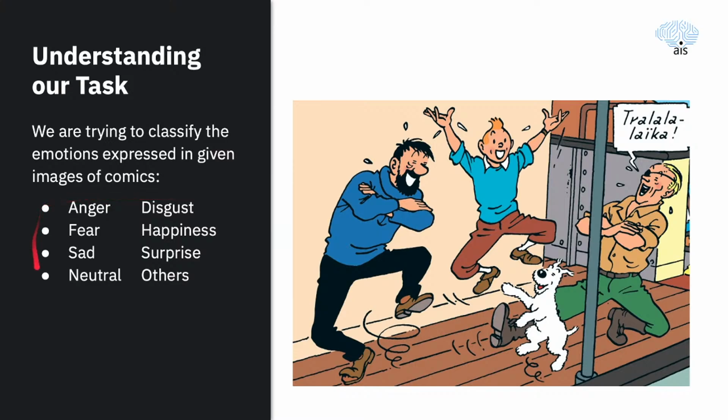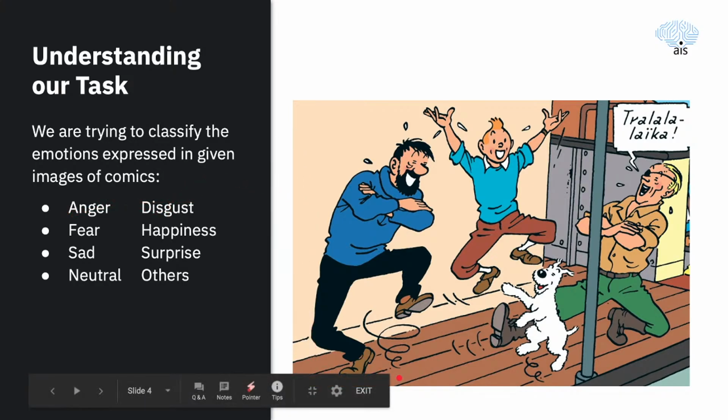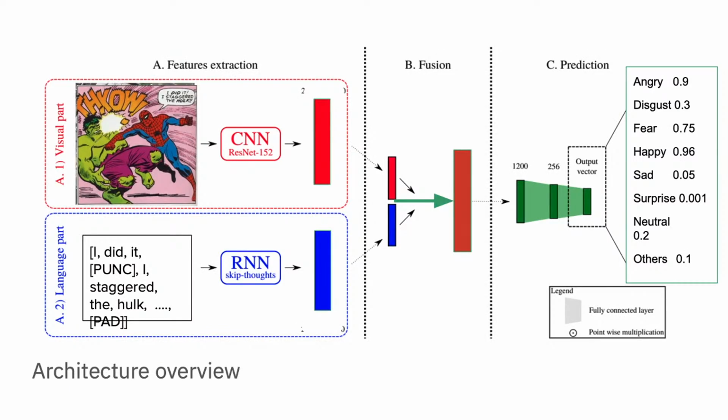Here you need to identify 8 emotions: anger, disgust, and so on. By just looking at the image sample, I can say that Tintin and his friends are happy. Before digging into the models, let's get the overview of the model here.